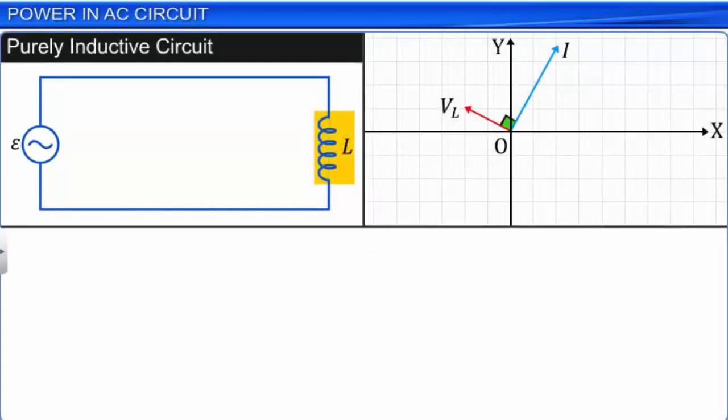If a circuit is purely inductive, then the value of phi is plus pi by 2. That is, the voltage across the inductor VL leads the current I by pi by 2. Since cos pi by 2 is 0, we can see that the power factor of a purely inductive circuit is 0. In other words, there is no power dissipation in a purely inductive circuit.